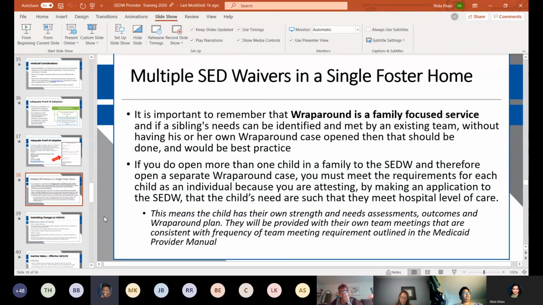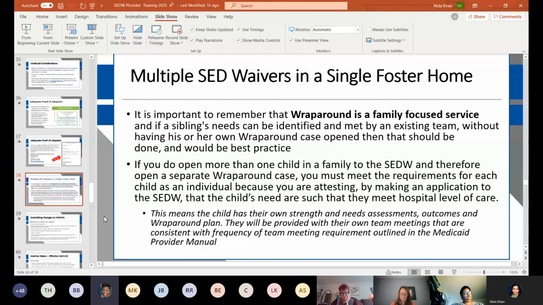And in this case, for the purpose of discussion, SED waiver case. Okay? And could that be done in best practice? If the needs are so severe, which, like I said, we do currently have in Oakland County, that's fine. Go ahead and move forward and follow OCHN's eligibility determination process with that child. But we just want to reiterate and have you keep in mind that if there is more than one child in a family or household on the SED waiver, they must each have their own separate wraparound case, and you must meet the requirements for each child as an individual.